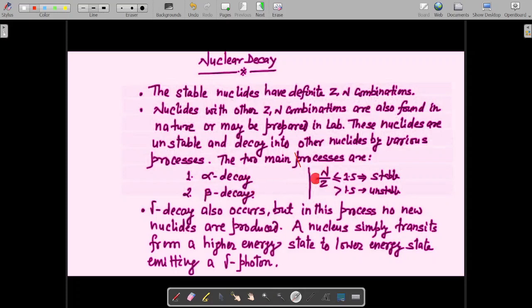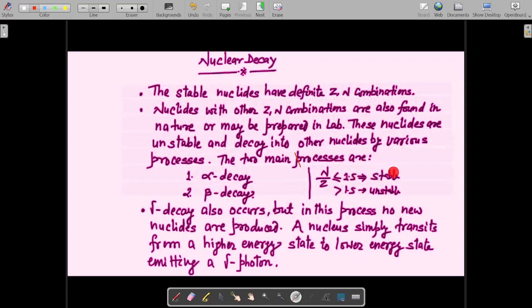Now, the N by Z ratio. What does it mean by N? N means number of neutrons. What does it mean by Z? Z means number of protons. So when the number of neutrons to number of protons ratio is less than or equal to 1.5, okay.